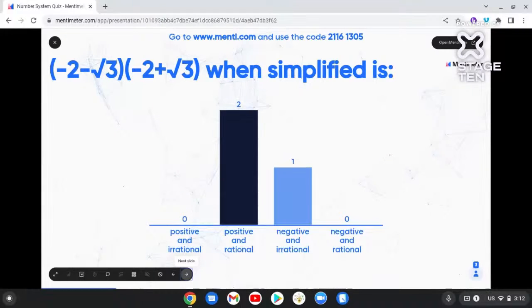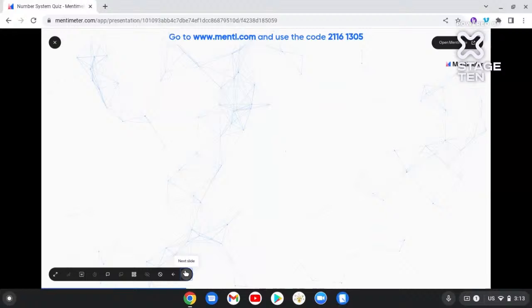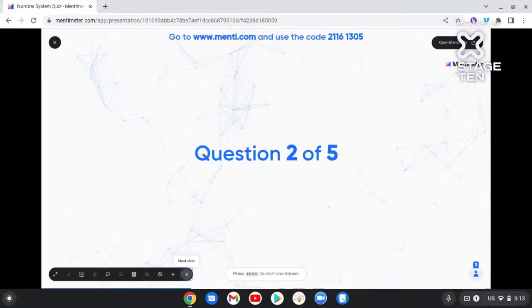Okay, everyone has voted. Let's see. Okay, so we have positive and rational as the correct answer. Very good. That's the correct answer. Positive and rational. I'll solve it later if you all want. Okay. Now, let's move to the next question.